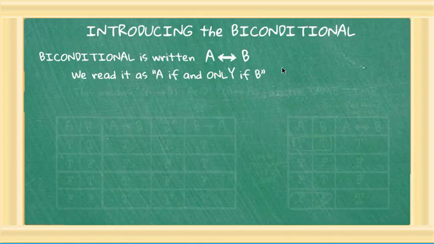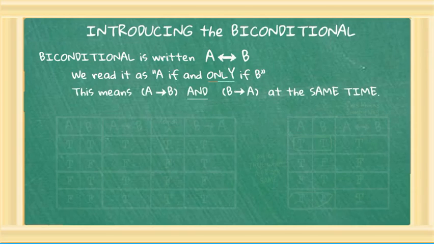So the way we read it, we add the word only in there. So we read it as A if and only if B. Okay, so that's how we read that statement. And what it means is, again, the conditional is going both directions. So A implies B, or if A then B, and B implies A, or if B then A must be true. Okay, so let's put those into tables and see what that's going to look like.